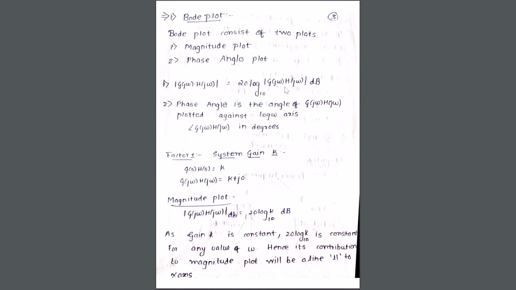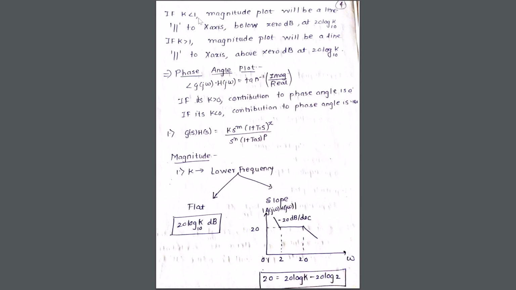So the first factor is the system gain K. The magnitude plot is given as 20 log K to the base 10 dB. If the value of K is smaller than 1, my 20 log K value will be below the 0 dB line. And if it is greater than 1, my value of 20 log K to the base 10 will be above the 0 dB line. I hope I am very clear to you.